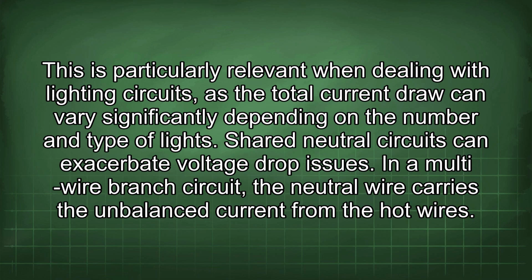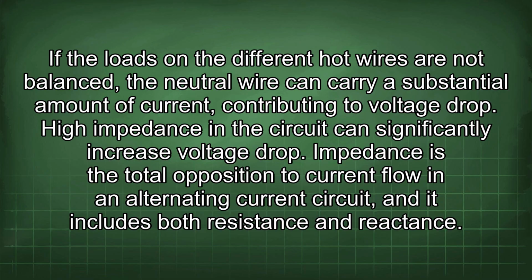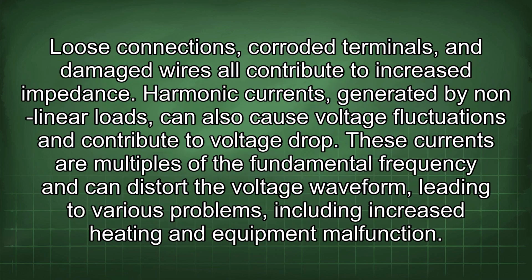Shared neutral circuits can exacerbate voltage drop issues. In a multi-wire branch circuit, the neutral wire carries the unbalanced current from the hot wires. If the loads on the different hot wires are not balanced, the neutral wire can carry a substantial amount of current, contributing to voltage drop. High impedance in the circuit can significantly increase voltage drop. Impedance is the total opposition to current flow in an alternating current circuit, and it includes both resistance and reactance. Loose connections, corroded terminals, and damaged wires all contribute to increased impedance.